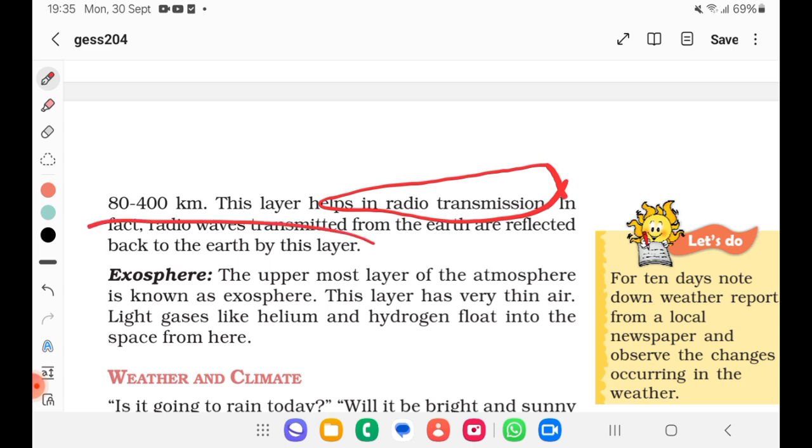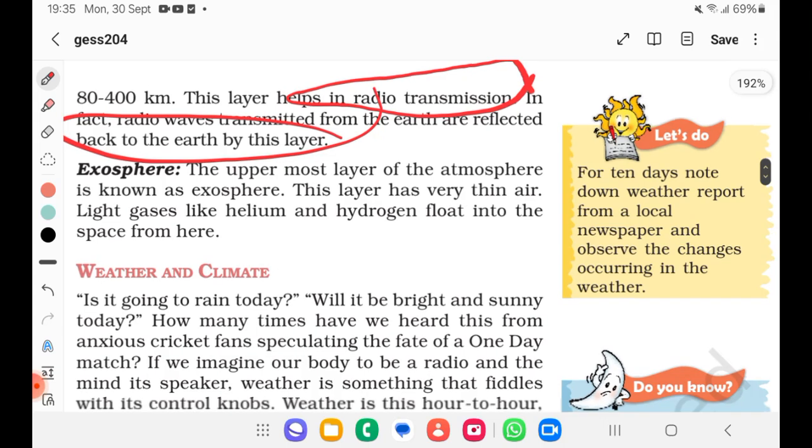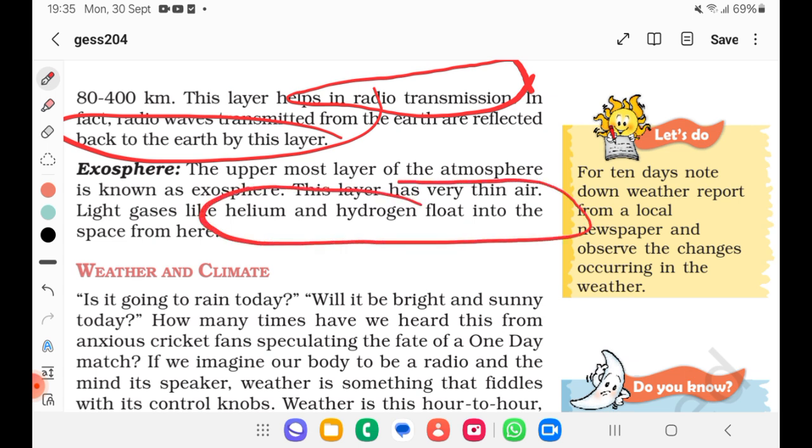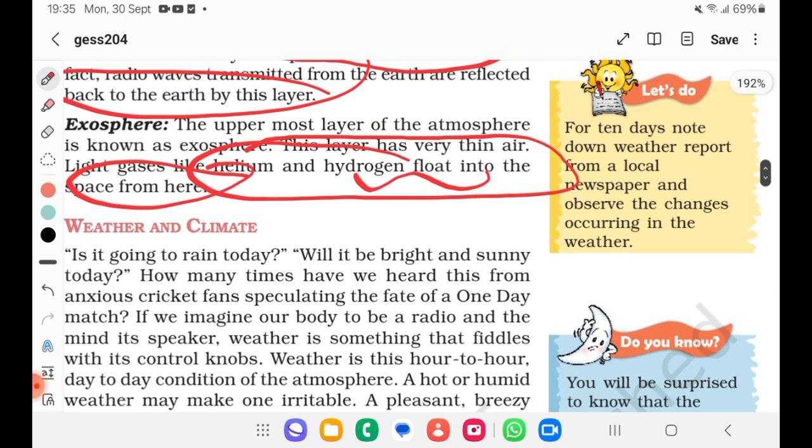Okay, from ionosphere. Exosphere, the uppermost layer of the atmosphere, is known as exosphere. This layer has very thin air. Light gases like helium and hydrogen float into space. So here we have very little gas, mostly helium and hydrogen.